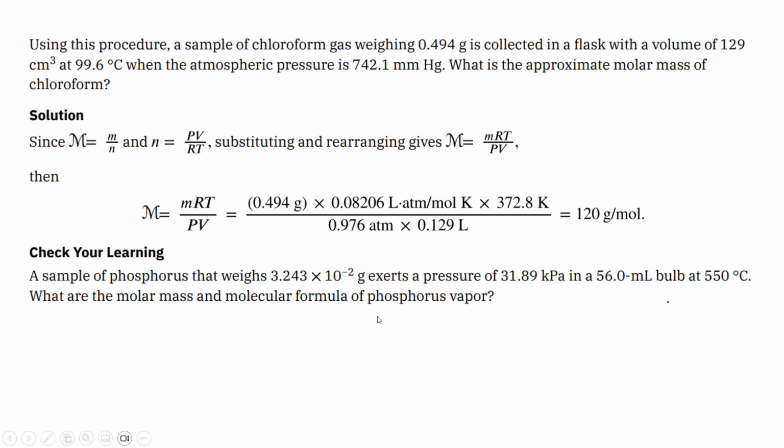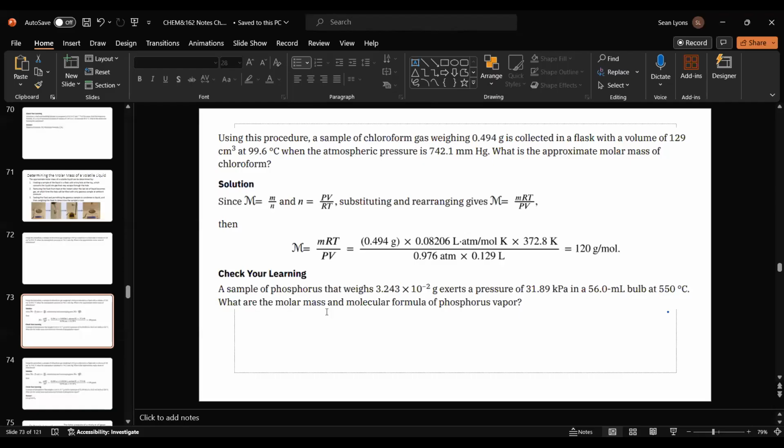So then with the next one, kind of the same idea, a sample of phosphorus that weighs 3.243 times 10 to the negative second grams. It's really 0.03243. So it's really more work to write that value in scientific notation. But it exerts a pressure of 31.89 kilopascals in 56 milliliters at 550 degrees Celsius. And again, we want to get the molar mass. We want to figure out the molecular formula of the phosphorus vapor. So for this one, we can do essentially the exact same thing.